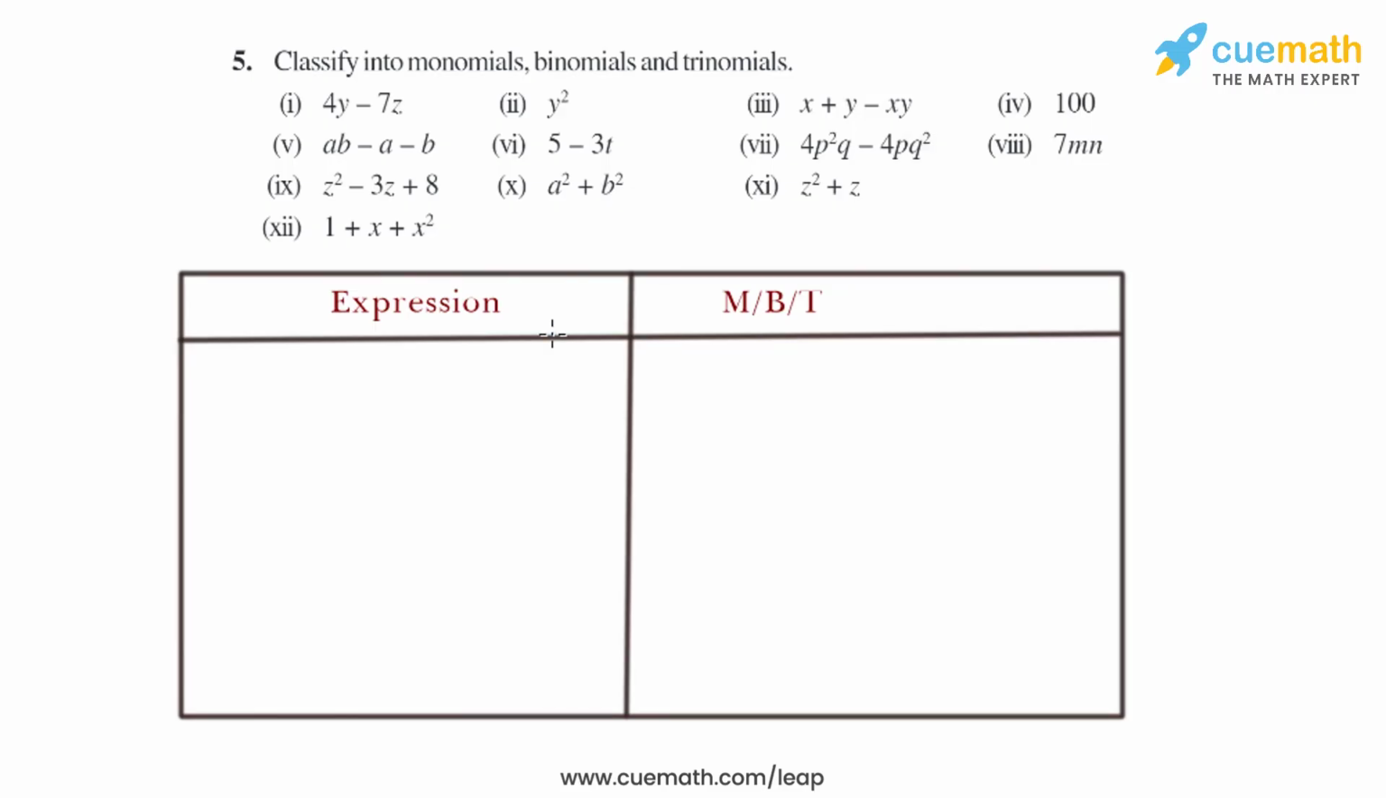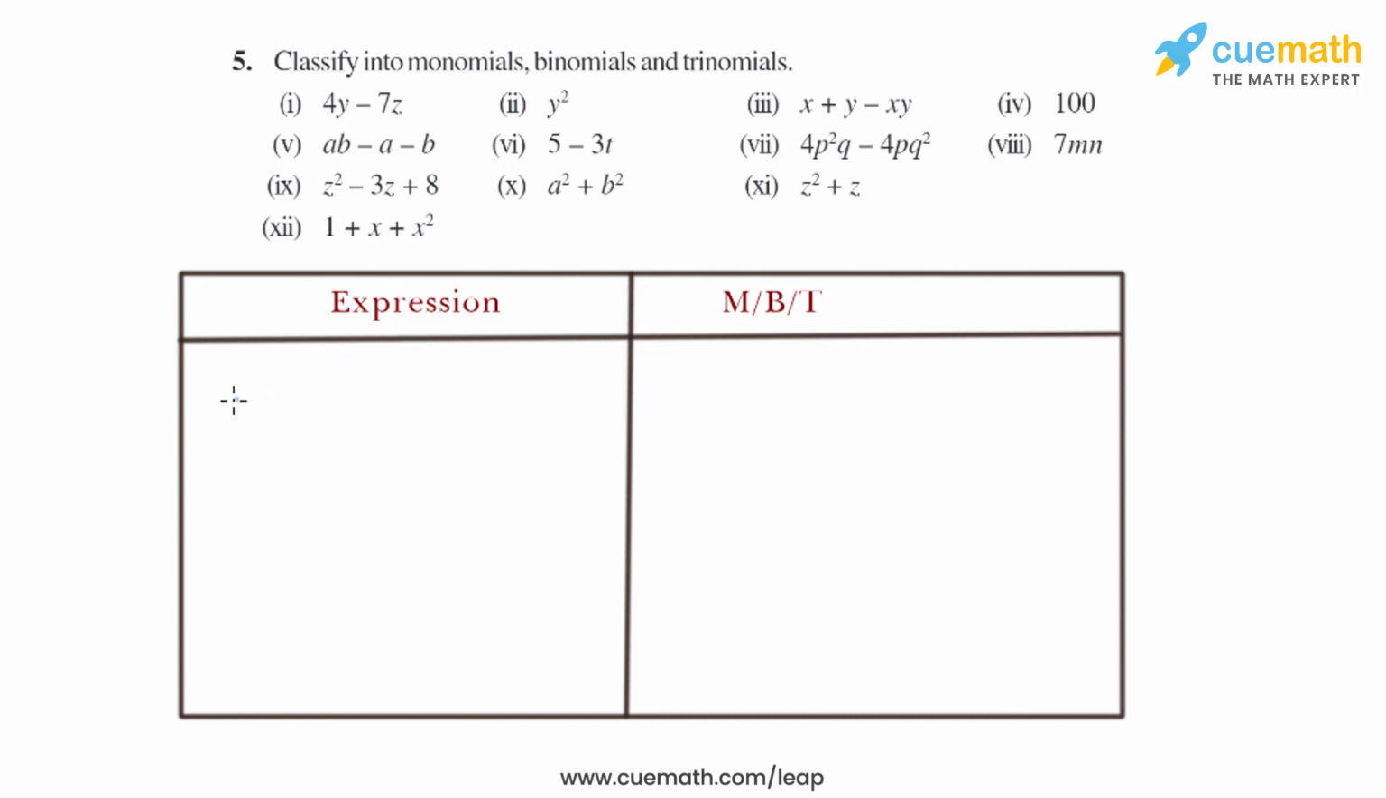Question 5 of this exercise says classify into monomials, binomials and trinomials. So first of all we will learn what are monomials, binomials and trinomials. Monomials are single terms. Binomials are those which are having two terms and trinomials are having three terms. So we will write the initial of monomial, that is M, the initial of binomial, that is B, and the initial of trinomial, that is T.